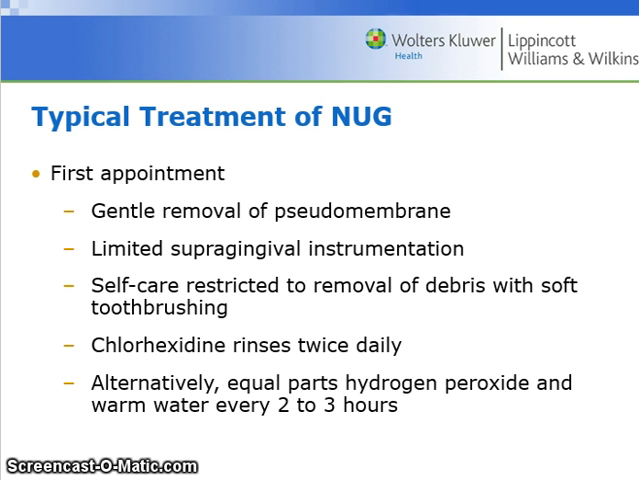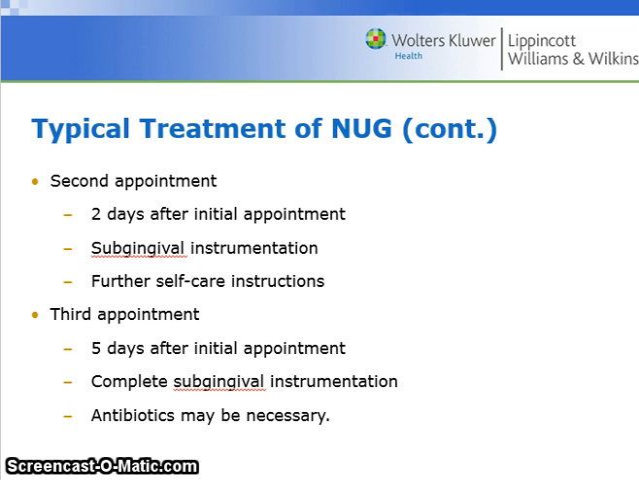The typical treatment for NUG includes, at the first appointment, a gentle removal of the pseudomembrane, limited supragingival instrumentation, self-care instructions restricted to removal of debris with soft toothbrushing, chlorhexidine rinses twice daily, or they can also use equal parts of hydrogen peroxide and warm water every 2 to 3 hours.